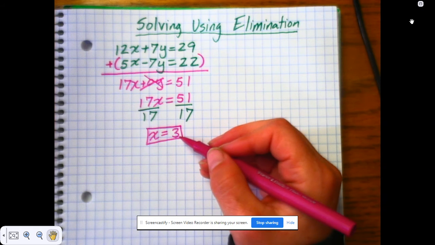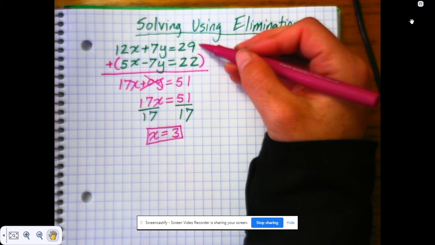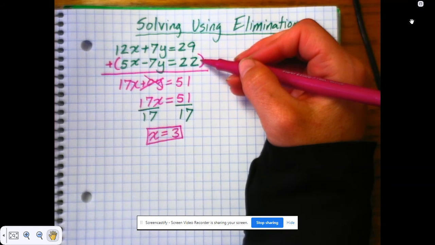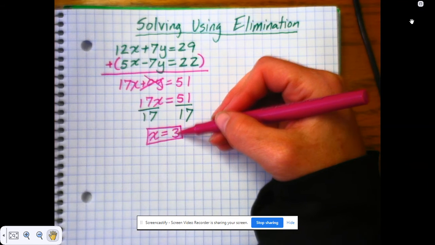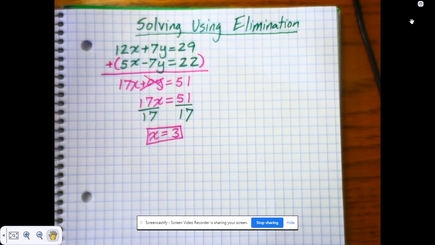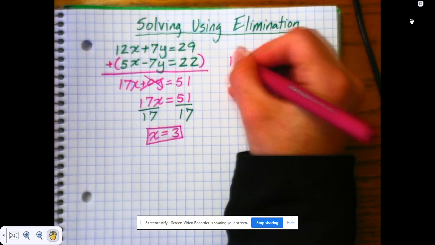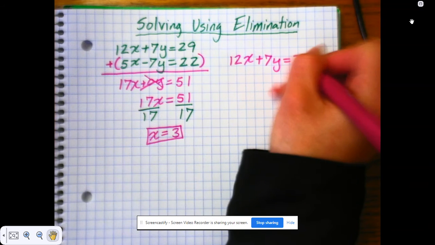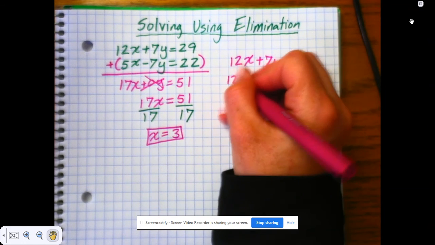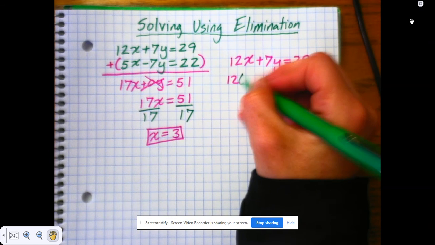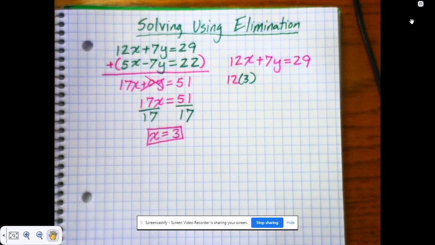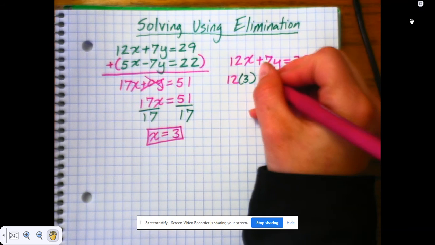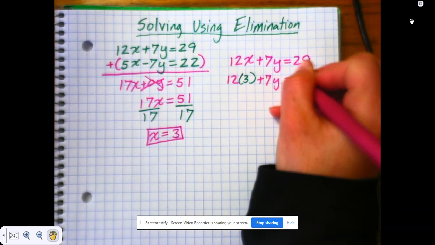Now to find my y value, I just need to take either one of these equations, my top or my bottom one, it doesn't really matter which, and I will be substituting in 3 for x, and I will find my y. So I'm going to use the top equation for that, and I'm going to substitute into my equation 3 for x, because that's what we found when we combined the equations.